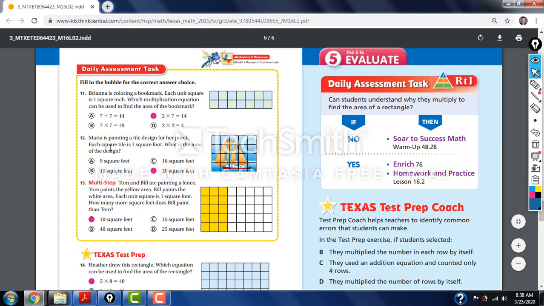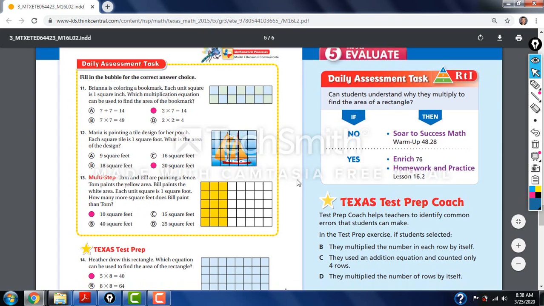So the next one, Maria's painting the tile design for her porch. Each square tile is 1 square unit. What is the area of the design? So we look at the design there. 1, 2, 3, 4. 1, 2, 3, 4, 5. So length 5 times 4 is 20.